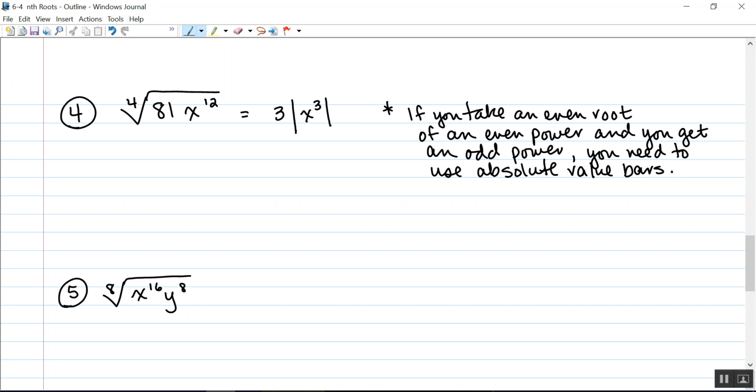The way I remember this is even, even, odd. Even root of an even power, odd answer, use the bars.